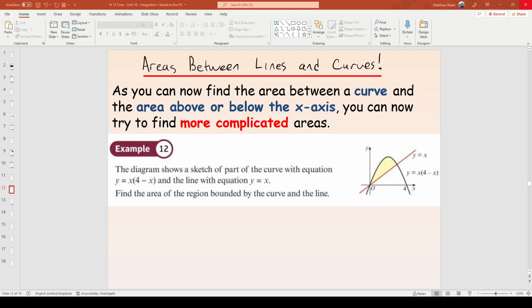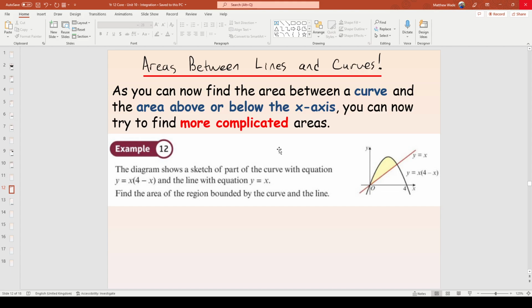So if you could put the title for me, Areas Between Lines and Curves, that would be brilliant. We are going to finish off the integration unit today. Hopefully you'll get a practice lesson after this one, but yeah, finishing off the integration unit today. And yeah, here we go.